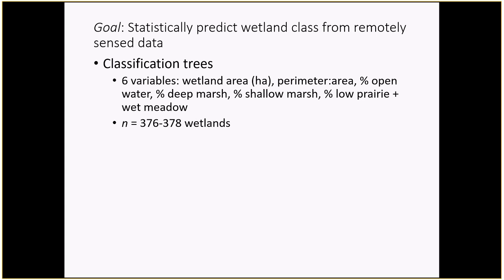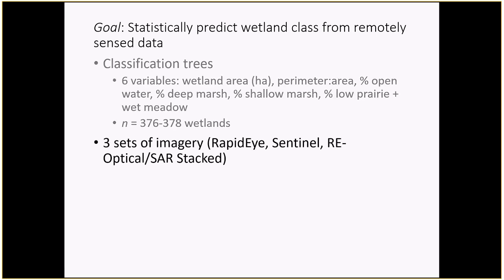We had between 376 and 378 wetlands to go into these models. Ideally, we would have been able to have a large enough sample size to split the data into a training data set to generate a model and a validation data set. But because we had envisioned this proceeding differently, as Lyle said, we had originally imagined using the assessment data more heavily, we didn't quite have enough observations to do that. So we used our entire data set for the model generation.